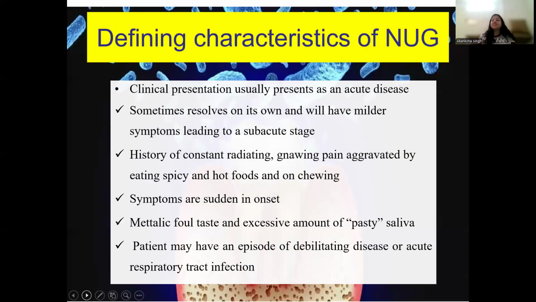Now, the characteristic features of necrotizing ulcerative gingivitis: sometimes it occurs and resolves on its own with milder pain, or it can be at a subacute stage where you don't feel anything very urgent or sudden. But there will be a history of constant radiating, gnawing pain, which may be aggravated by eating spicy, hot foods, or the basic chewing process. Symptoms can be sudden. One of the most important features, useful when you write this in your examination, is a metallic foul taste and an excessive amount of pasty saliva. The patient may also have an episode of debilitating disease, meaning systemic illnesses which deteriorate our health.